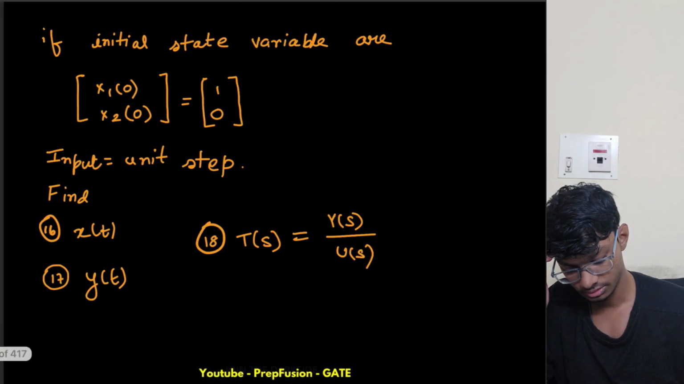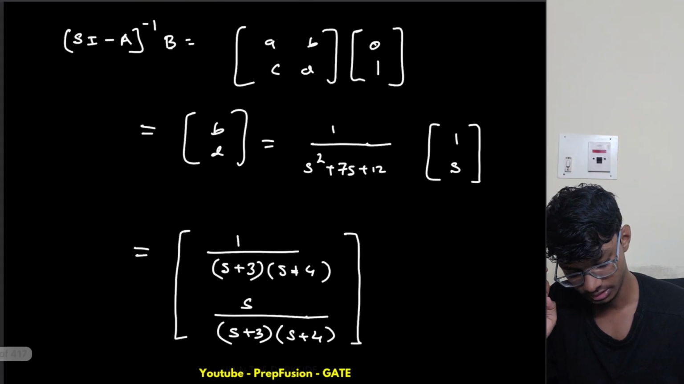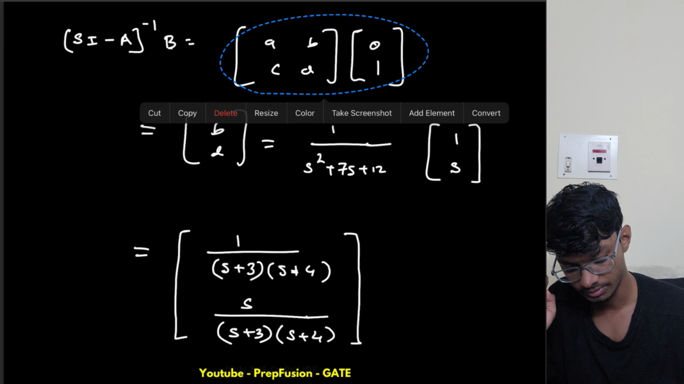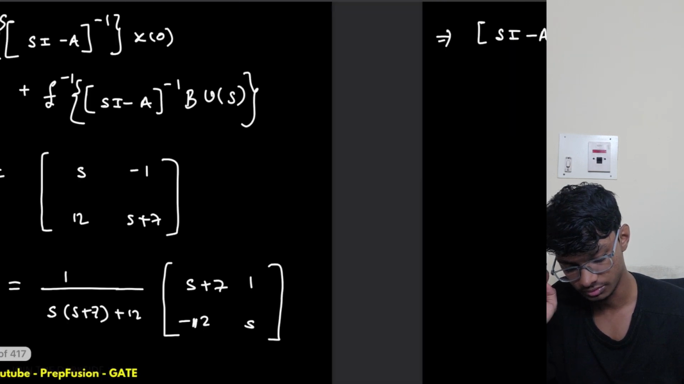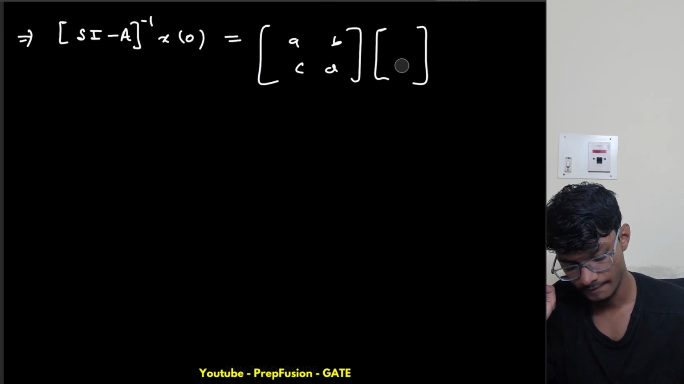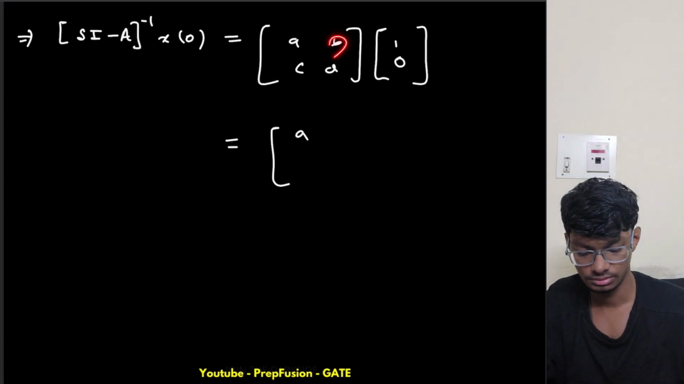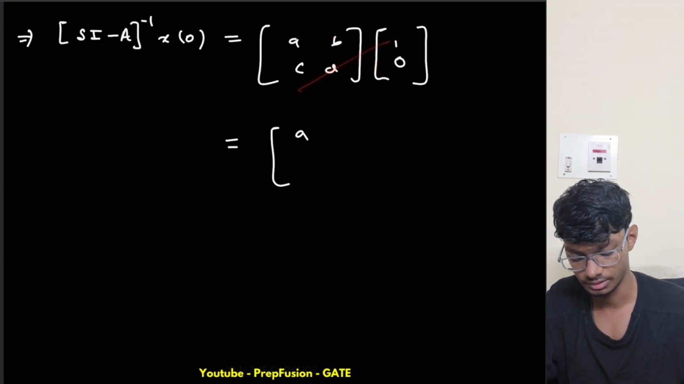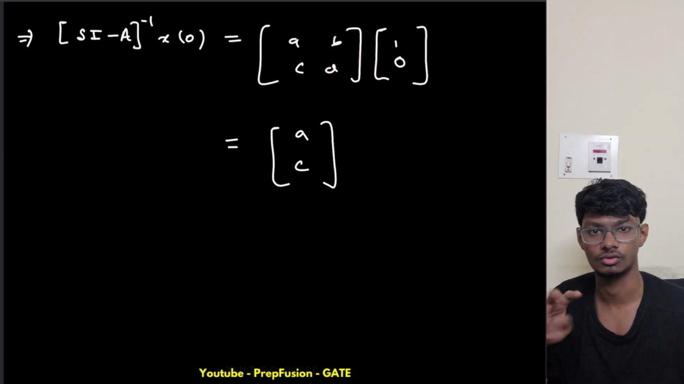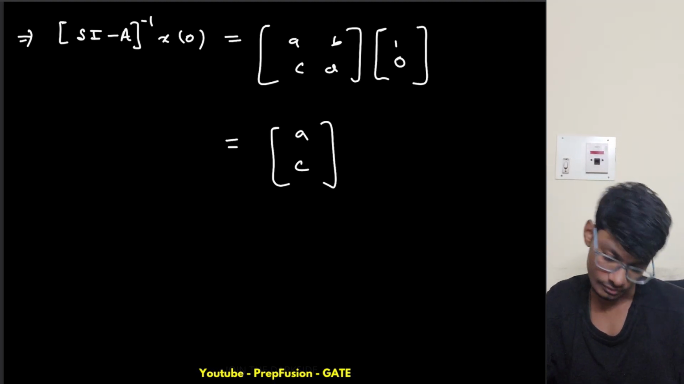So x of 0 is what? 1 comma 0. So again I will do the same thing, abcd. Take the abcd only. So this time instead of multiplying by 0 1, we'll multiply it by 1 0. Always do this, that will simplify your calculations. So this is a, and this is 0, and this is c. This time we are only taking the first column. First column is a comma c.